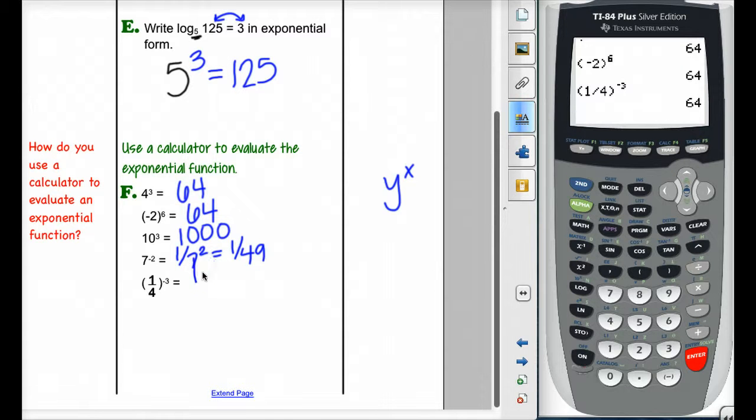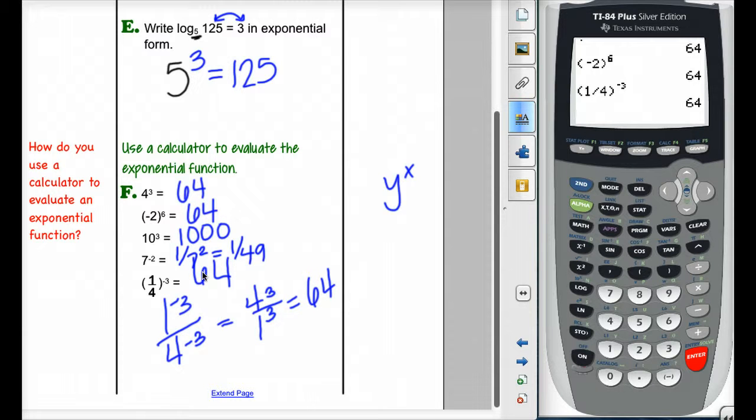And the reason why this is 64 is because we would distribute that negative 3 and get 1 to the negative 3 over 4 to the negative 3, which flip-flops those to be 4 to the third over 1 to the third. 1 to the third is 1, 4 to the third is 64.